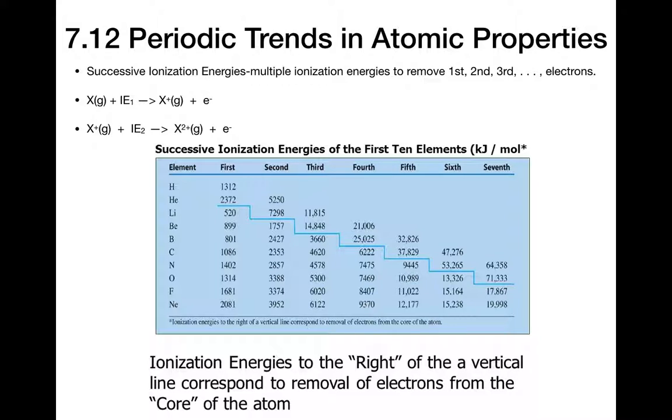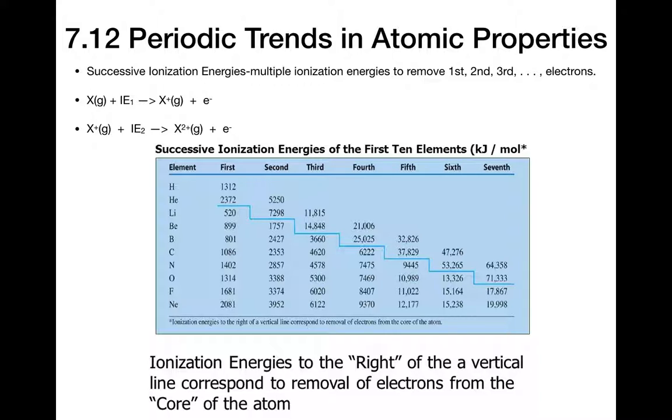So if you're looking at these successive ionization energies, you can tell when you get a big jump that you are changing energy levels. So we see the big jump for lithium between the first and the second, and that tells me lithium has 1 valence electron. We see for beryllium the big jump is between the second and the third, which tells me beryllium has 2 electrons. We see for boron the big jump is between the third and the fourth, and that is because boron has 3 valence electrons.